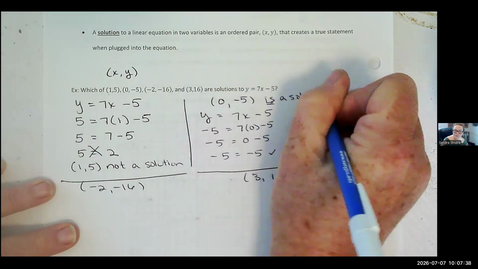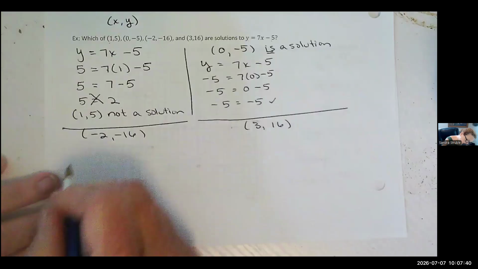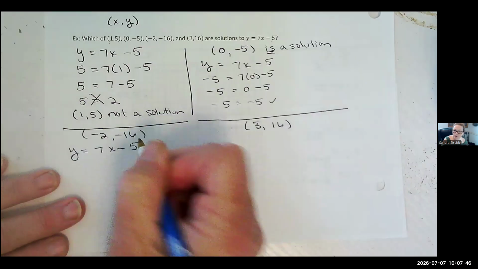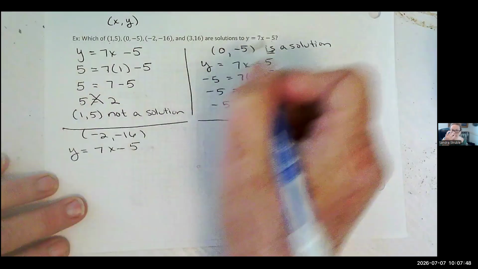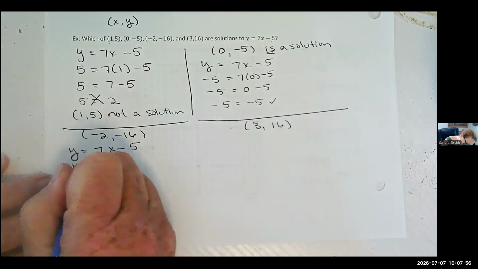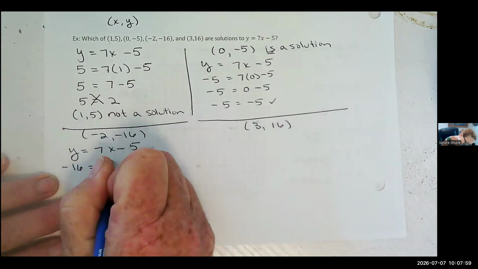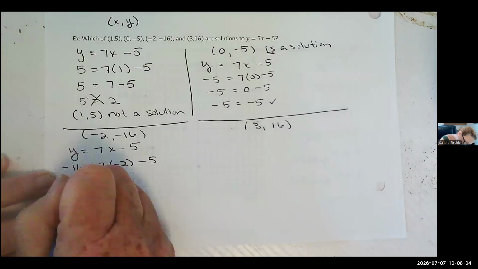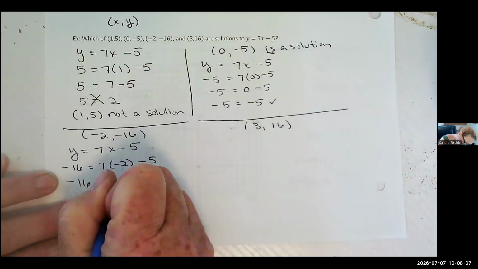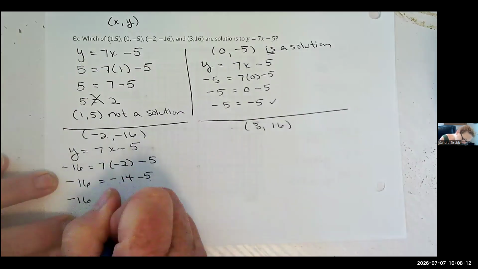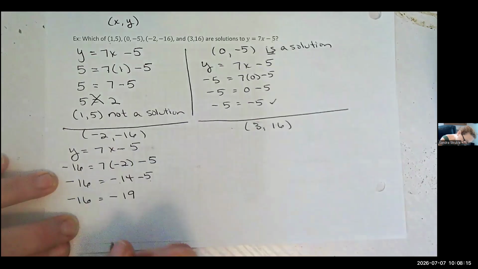Let's try (-2, -16). I always rewrite the equation. I find I make fewer mistakes as opposed to having to look up here and go back and forth. I don't know if y'all struggle with that same thing. So y is -16. Do what works for you. 7 times x, x is -2. All right, bring down your -16. 7 times -2 is -14. Negative and a negative, you add them and keep the sign. 14 plus 5 is 19, does not equal. So not a solution.